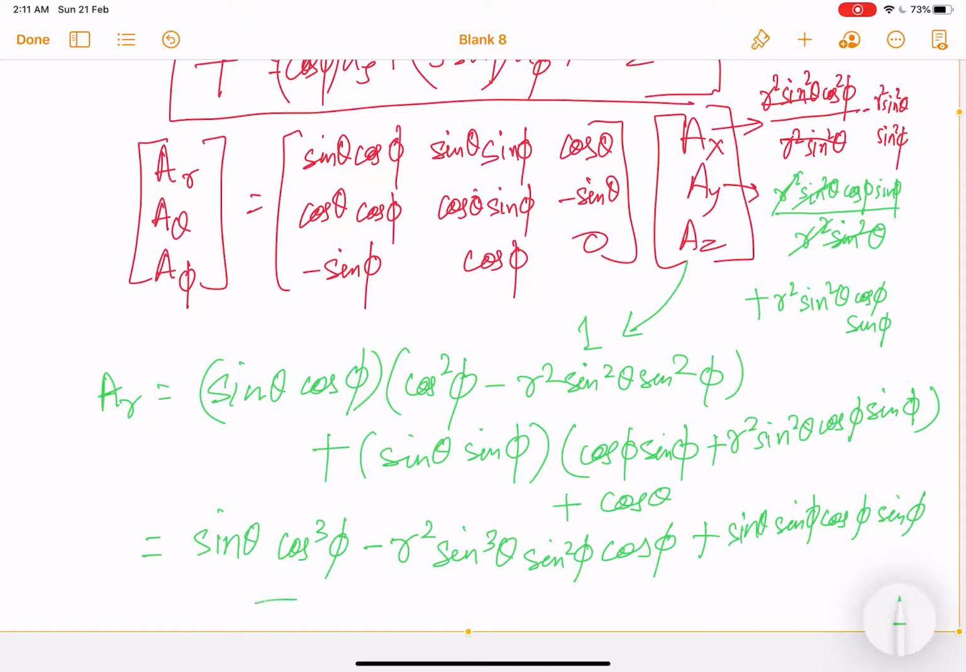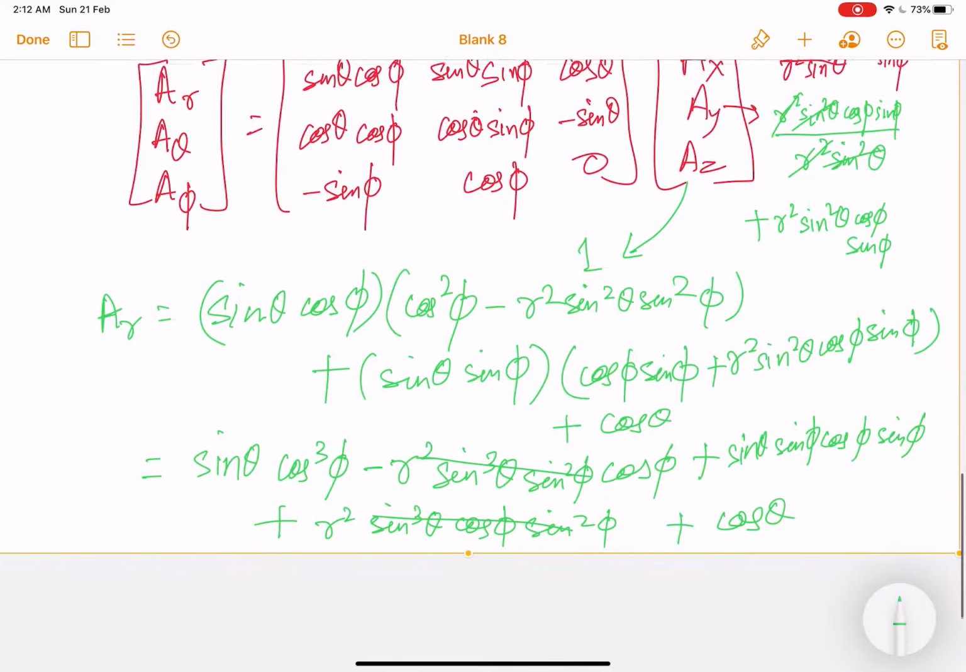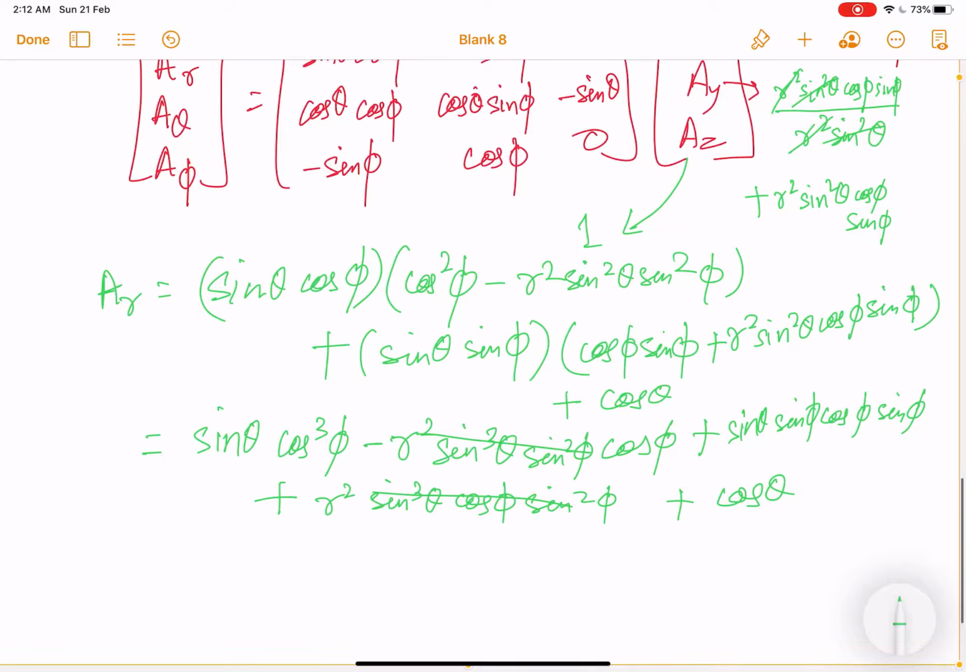The next r square sine cube theta cos phi sine square phi. The next term is cos theta. Okay, I think these two got cancelled. These two got cancelled. Great.